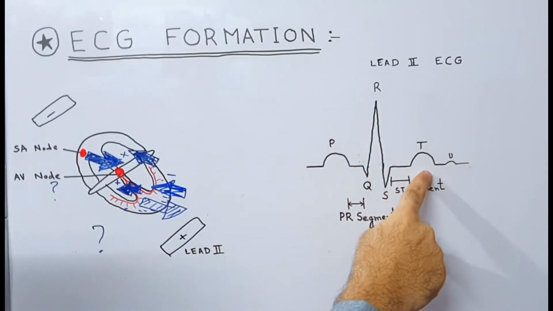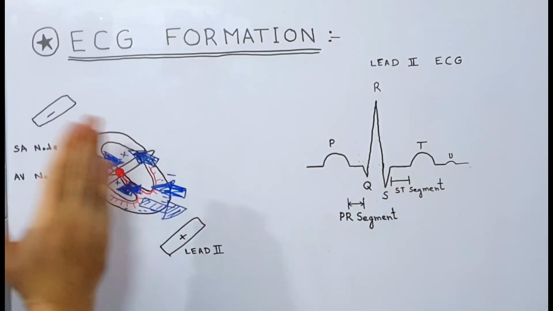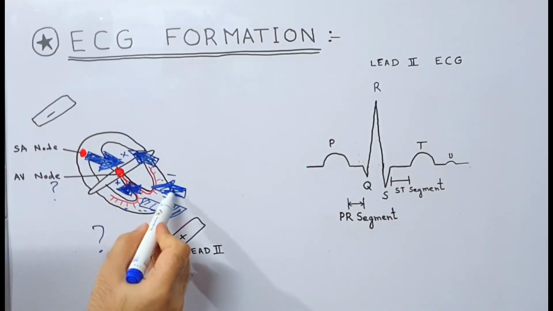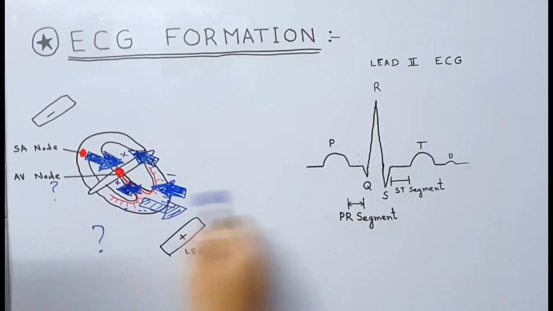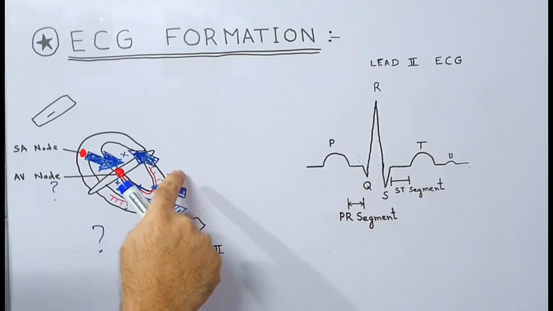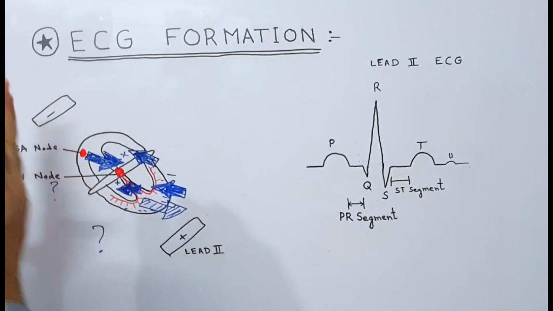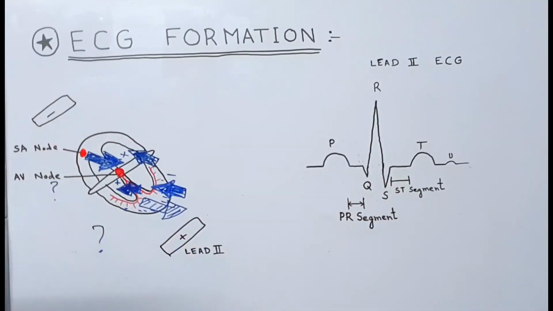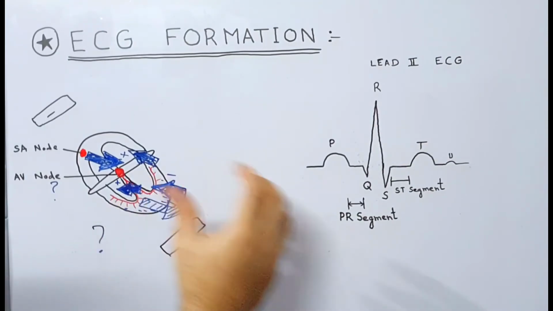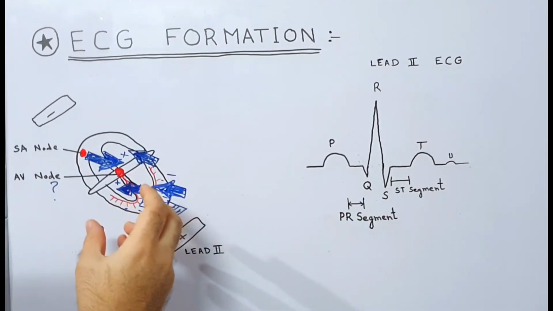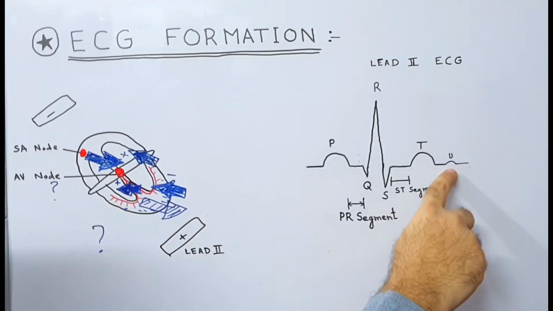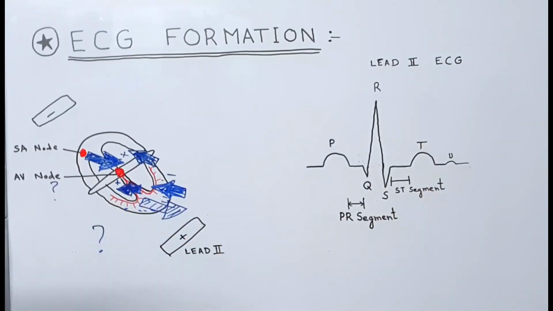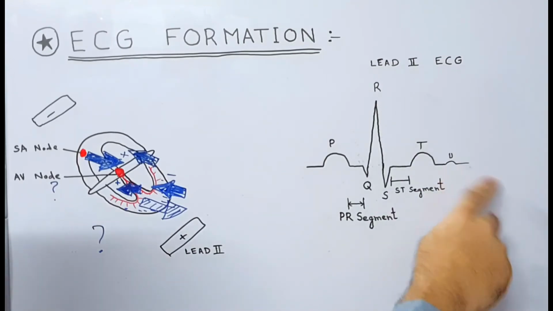So T wave is formed when the ventricle is repolarizing, and this resultant vector is in this direction. It is pointing away from the lead, but it is giving positive deflection because it is of negative charge. Negative charge is moving away from positive electrode. Therefore, we will get a positive deflection and T wave will be formed. Sometimes papillary muscles show their intrinsic depolarizing capabilities and they depolarize and we get a U wave by the depolarization of the papillary muscles. However, it is not always present.